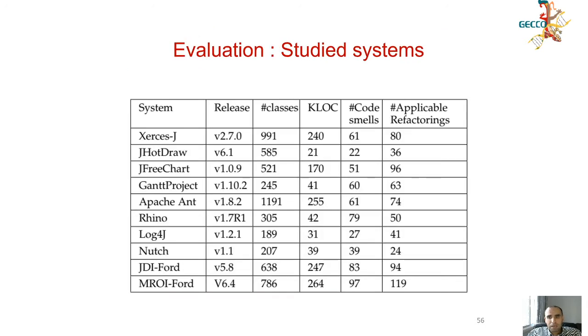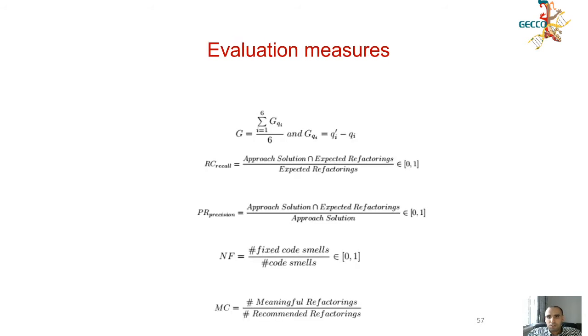So to evaluate our approach, we conducted a study on 8 open source systems and 2 industrial systems with different sizes and different numbers of code smells in the initial version. Then we used 5 performance metrics: the quality gain, the quality before and after refactoring, and the precision and recall in terms of recommended refactorings, as well as the number of fixed code smells over the total number of code smells before refactoring. And the last metric is the number of semantically meaningful refactorings that could be applied.